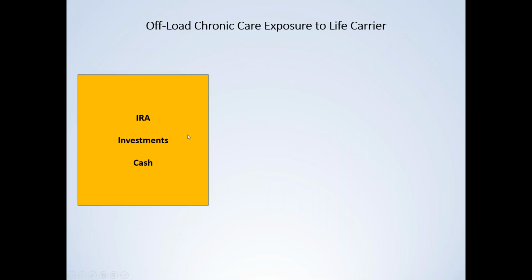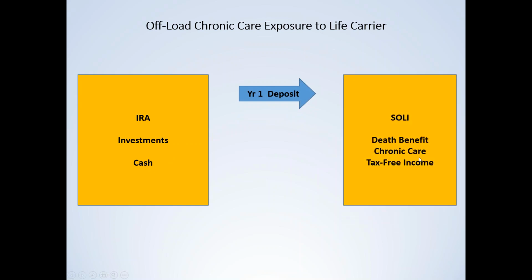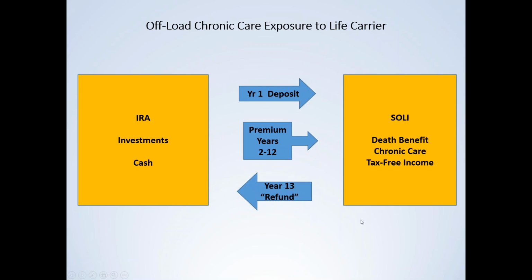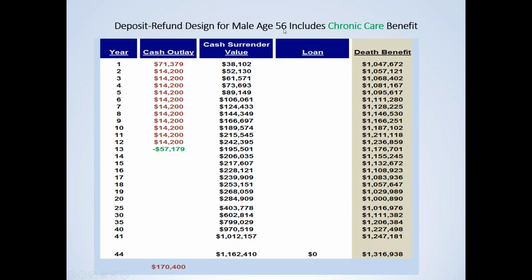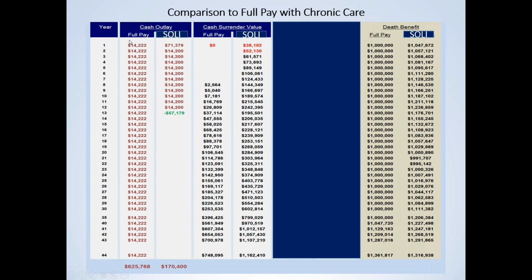Same thing with chronic care. Let's say you manage money and you're managing the client's IRAs and investments, and you like the idea of offloading the liability for chronic care and you want to establish a SOLI policy in order to anticipate either a death benefit need or a combination death benefit chronic care need. We can use the deposit refund plan design in order to do that. So you create another box of money over here to anticipate some of that. This is an example of a 56 male standard where you have a deposit, premium, and some back to get that $1 million of insurance that he needs. This is the comparison.